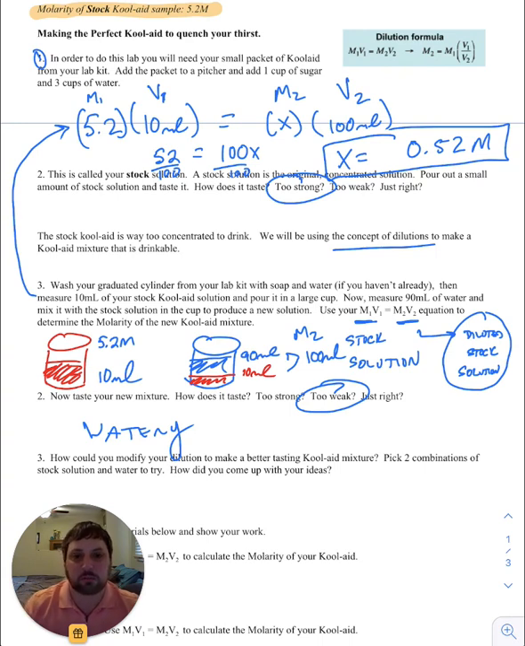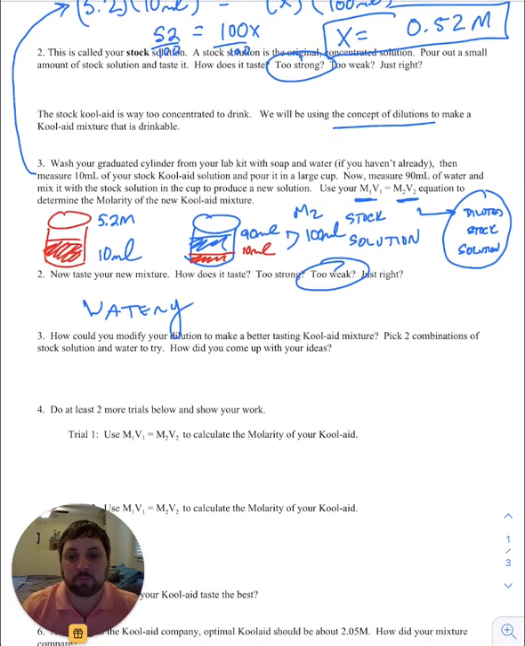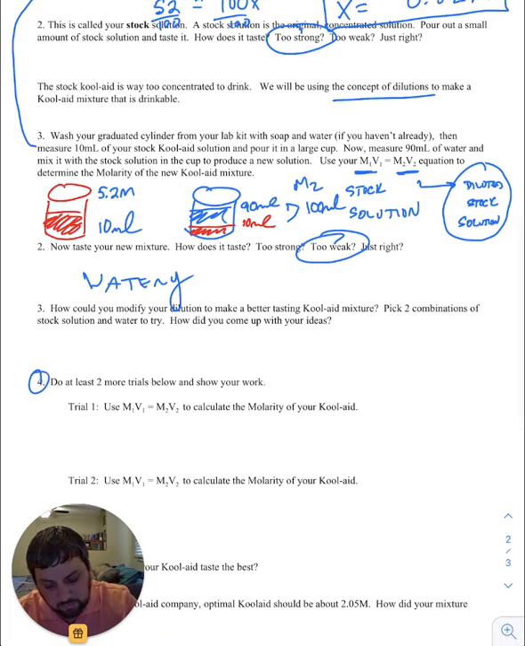So now the task becomes, we've created a solution, let's make a better one. Let's pick two combinations of stock solution and water and develop something that tastes just right. So what you can do for number 4 is any variations of solutions that you want. So let's again go through this and randomly choose to go somewhere in between there. So let's create a new solution. So in this new solution, we're starting with our stock solution.